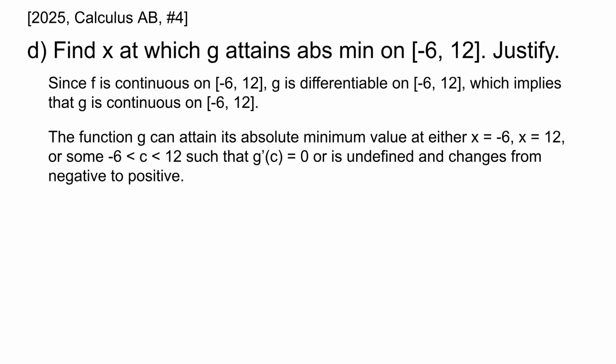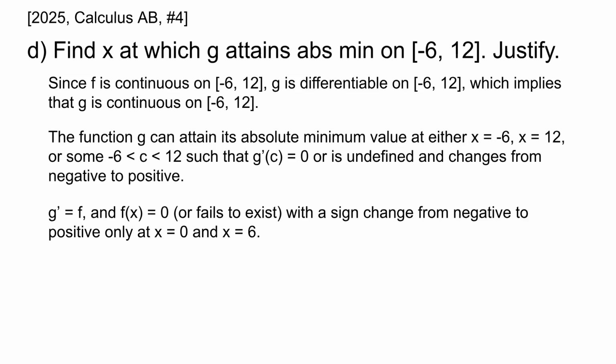The function g can attain its absolute minimum value at either x equals -6, x equals +12, or some value of c between -6 and 12, such that g prime of c is equal to 0, or is undefined and changes from negative to positive. G prime is equal to f, and f of x is equal to 0, or fails to exist with a sign change from negative to positive only at x equals 0 and x equals 6.